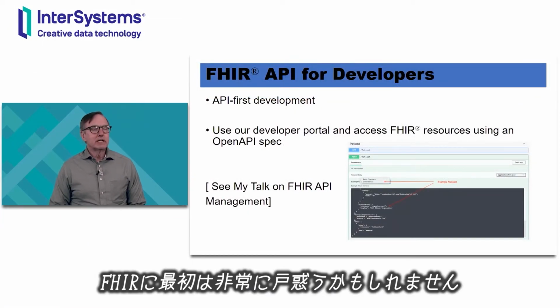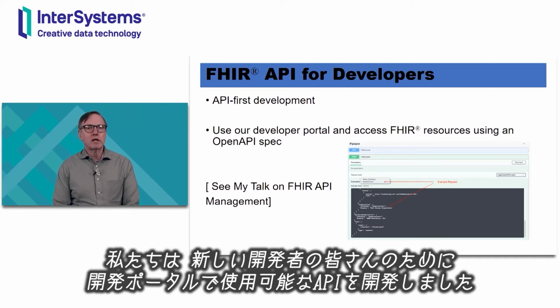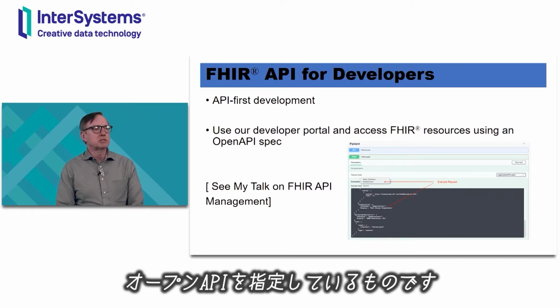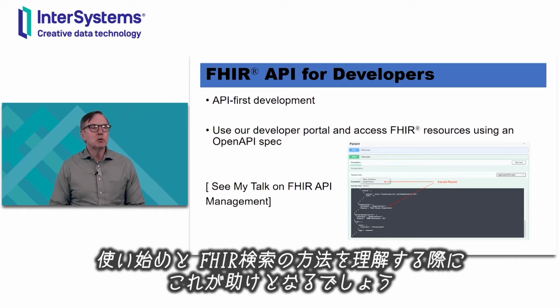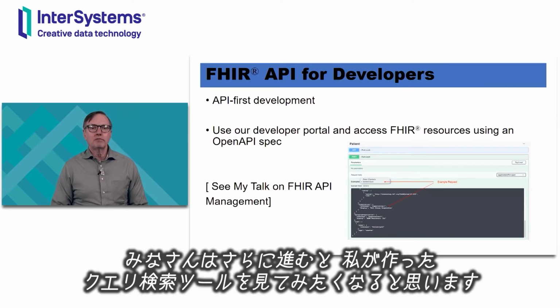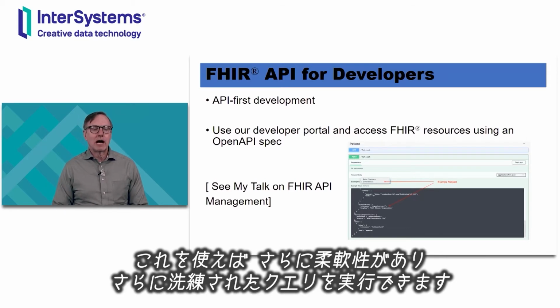Well, FHIR can be very confusing at first. For new developers, we've created an API that you can use through the development portal. It uses the OpenAPI specification. It's a completely GUI way of accessing FHIR, so it'll help you get started in understanding how to do FHIR search. As you get more advanced, you'll want to take a look at the query search tool I've built that will allow you to do much more flexible and very sophisticated queries.